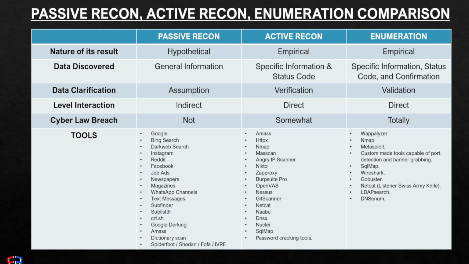So we are now validating this data by the result thrown at us or revealed to us by the nmap. Now, level of interaction. Because we are not directly interacting with the target, the level of interaction for passive recon is considered indirect. For active recon, we are directly interacting with this target, so it is considered a direct level of interaction. Also for enumeration, the interaction is direct. Now, let's talk about cyber law and breaches.